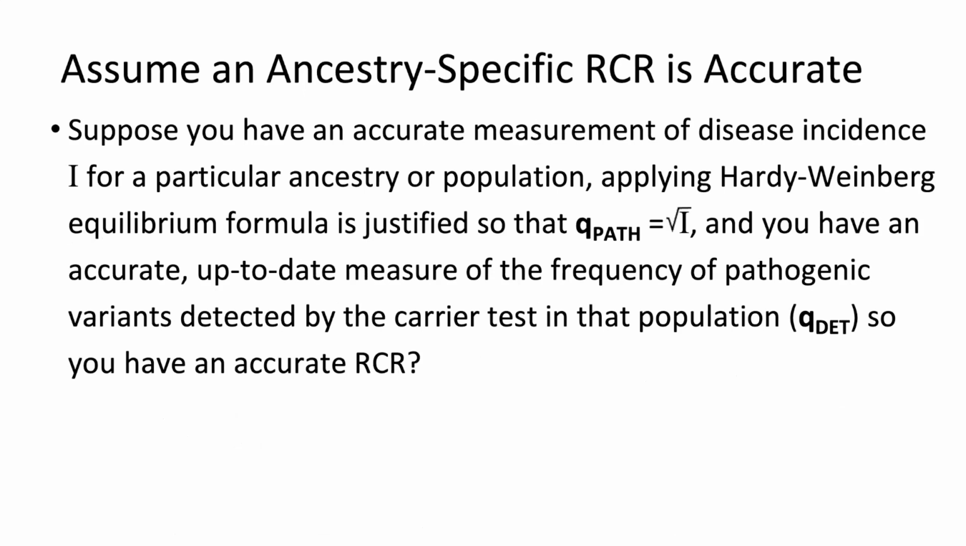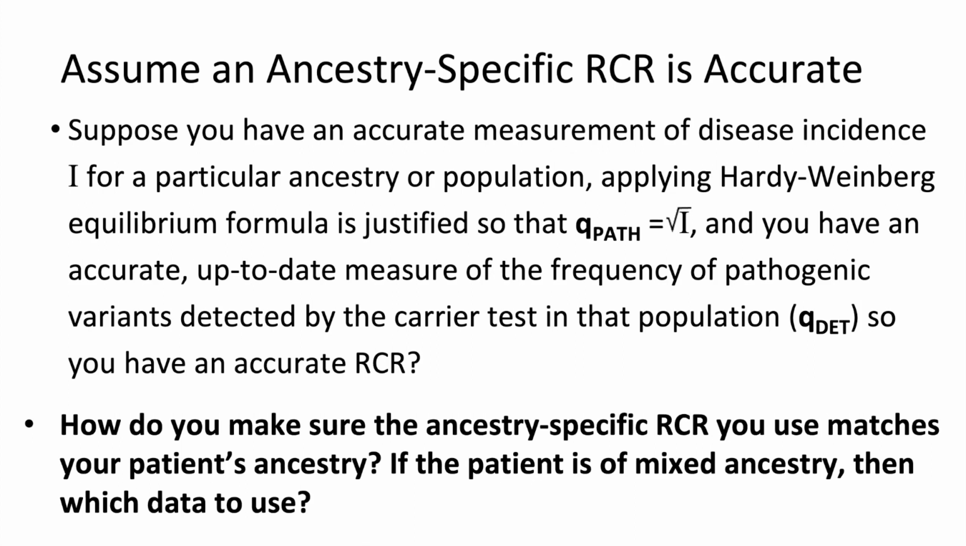Now, assume an ancestry-specific residual carrier risk is actually accurate. Let's make that assumption. Suppose you have an accurate measurement and applying Hardy-Weinberg is justified. Okay, it's justified. The mating is pretty close to random and you're okay. And you have an accurate, up-to-date measure of the frequency of pathogenic variants detected by the carrier test in that population. So you have an accurate residual recurrence risk. Suppose that, and as I just explained to you, I think these are all actually quite dubious, but let's make that assumption. Now what?